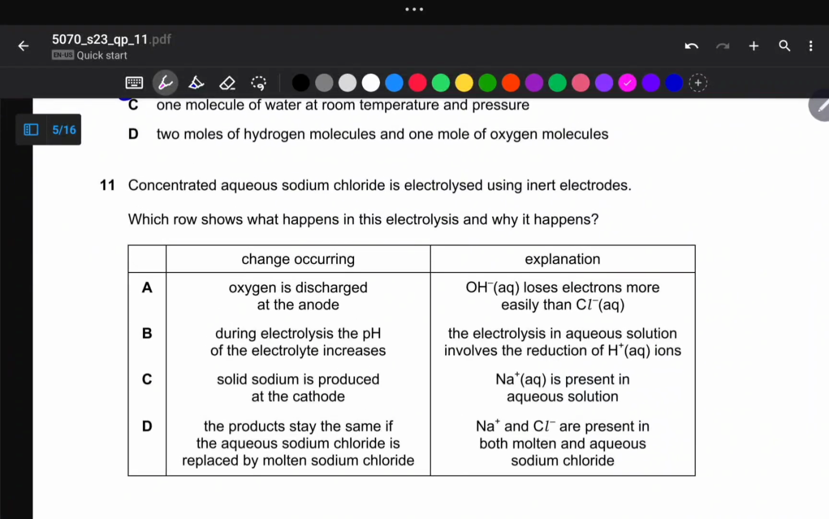So we are starting with question number 11. Are we together, guys? The question says concentrated aqueous sodium chloride is electrolyzed using inert electrodes. So which row shows what happens in the electrolysis and why it happens? The question requires us to have a deeper understanding of electrochemistry.